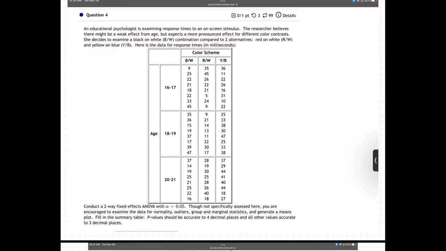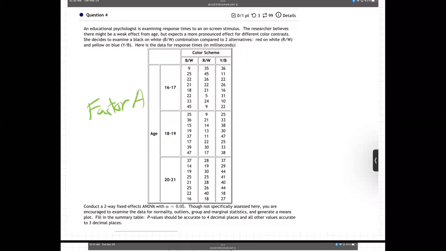Here's the data. They're testing how people respond. This would be for marketing and psychology and stuff. All right, color scheme: black on white, red on white, yellow on blue. And then this is age: 16 to 17-year-olds, 18 to 19-year-olds, 20 to 21-year-olds. So notice there's 2 factors. I'll just call this factor A out here.